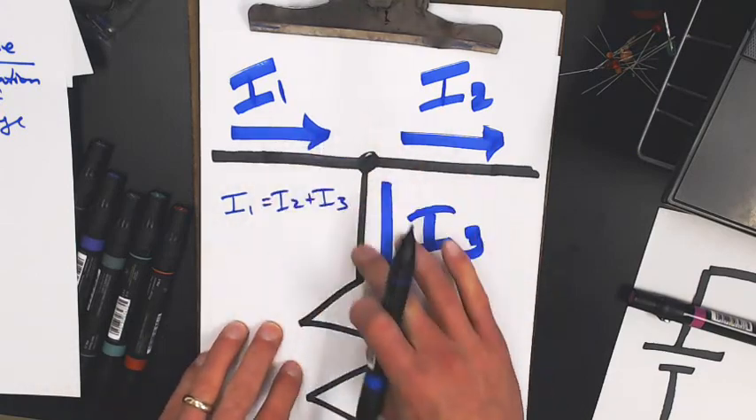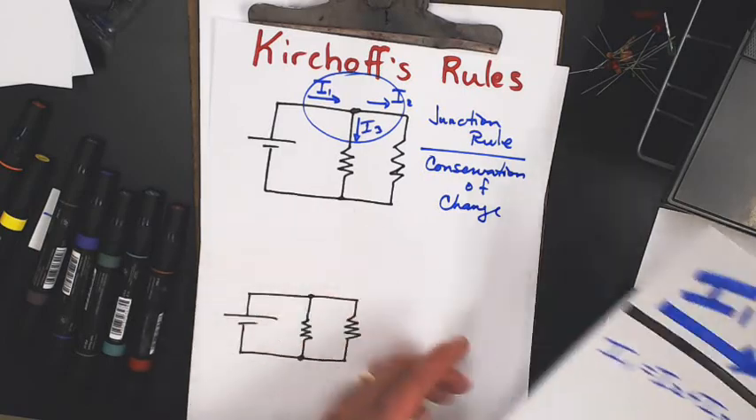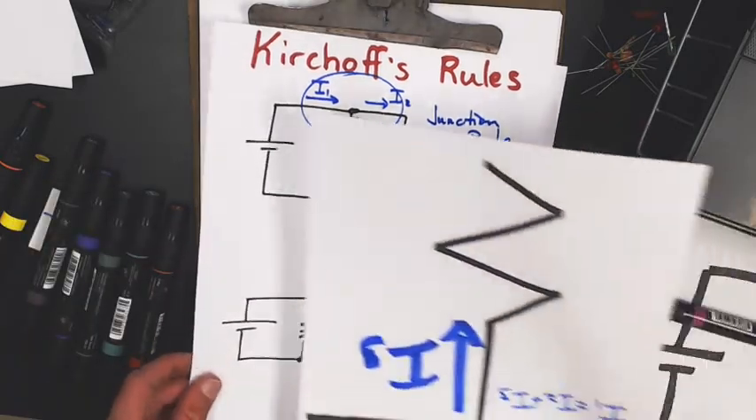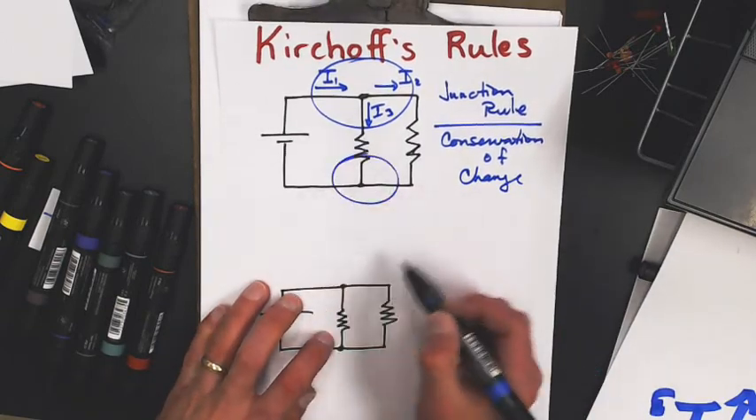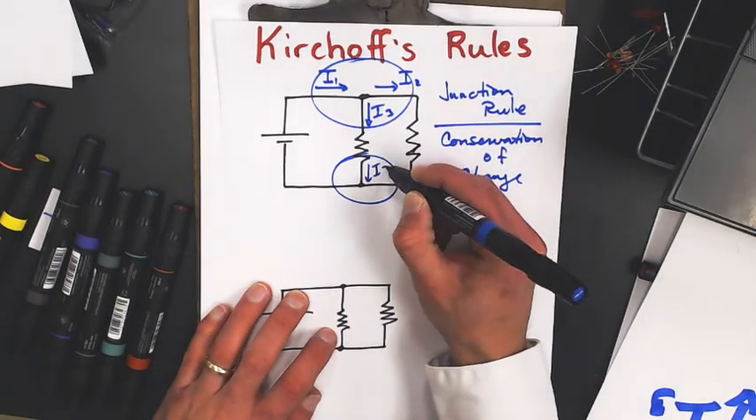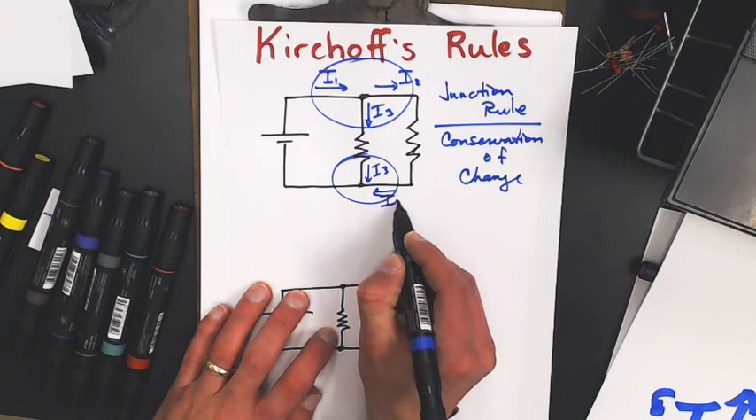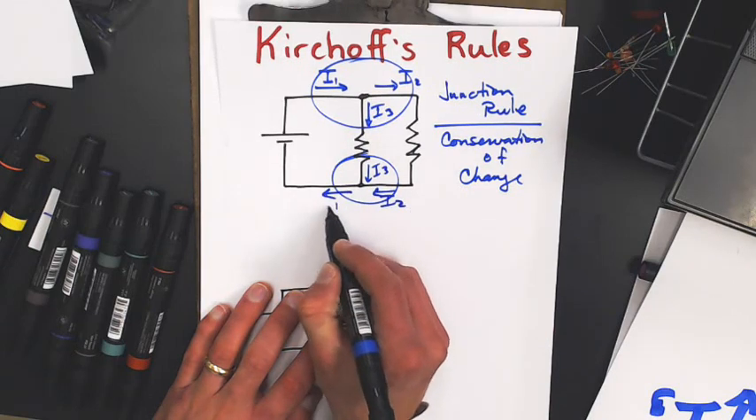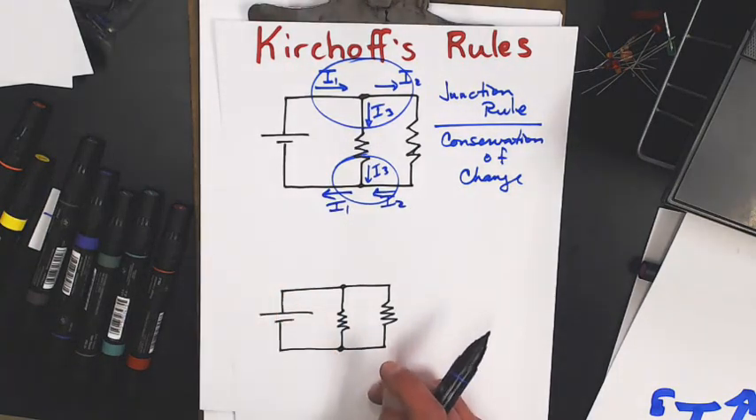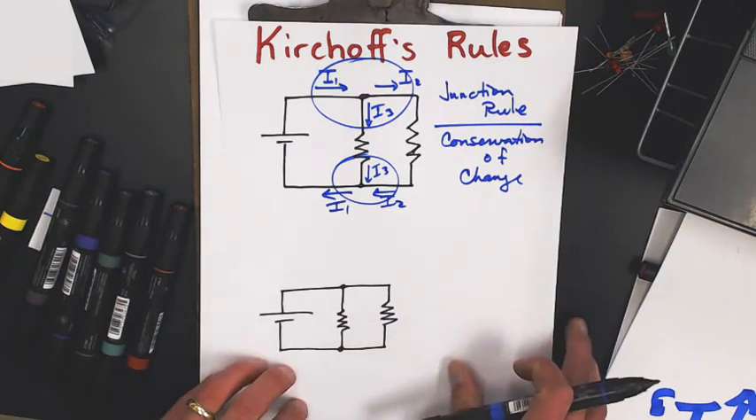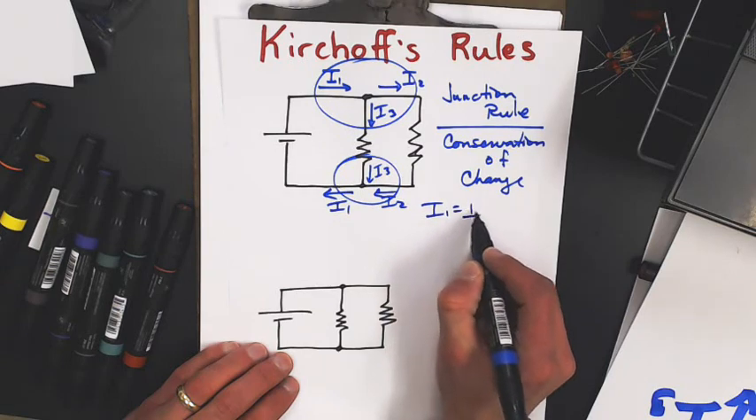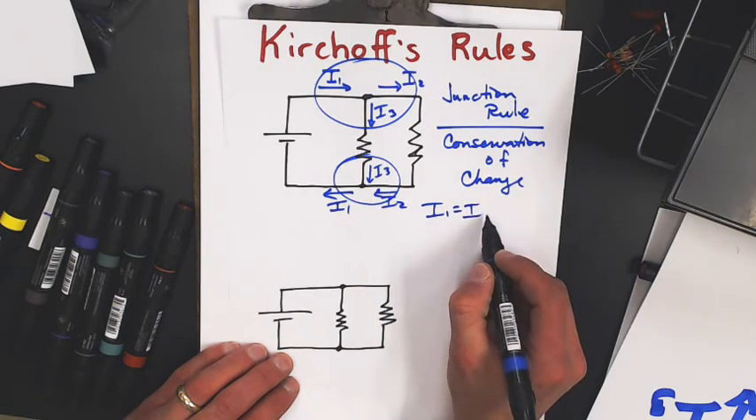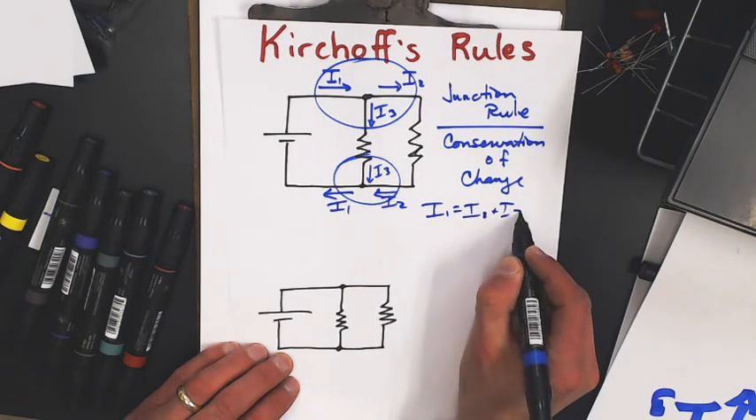Now, if you look at this, we have another junction right there. Oh, look, it's just this. All right. So this junction here is the same thing. I3 is coming down, I2 is coming in. That has to equal I1 coming out. So, junction rule, conservation of charge. I1, basically I in, has to equal I out, I2 plus I3.